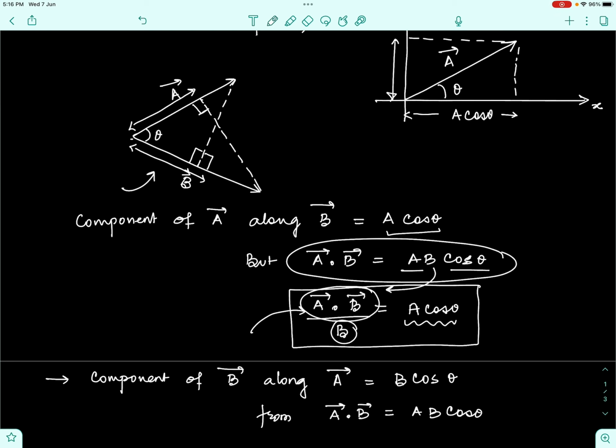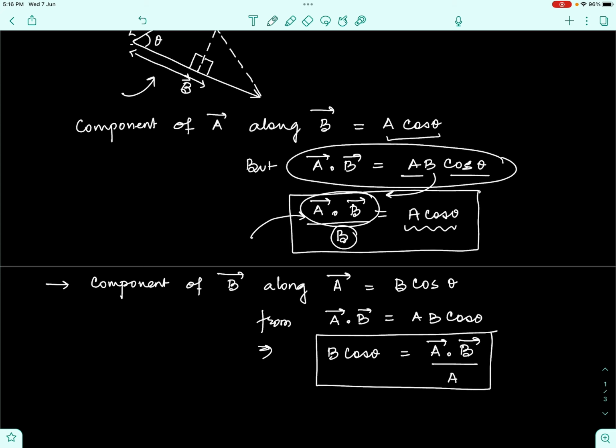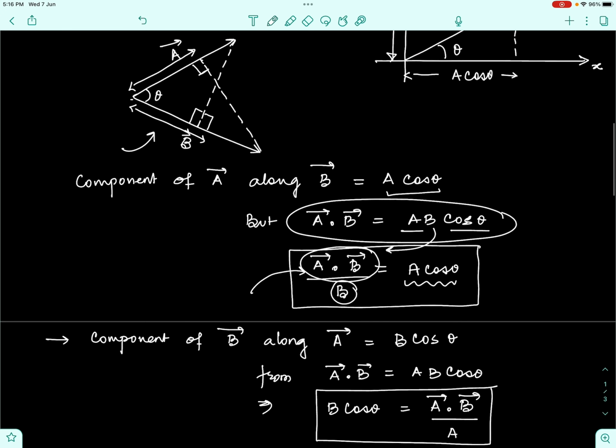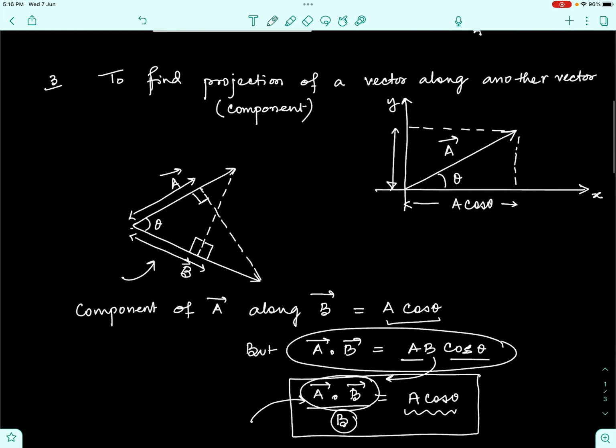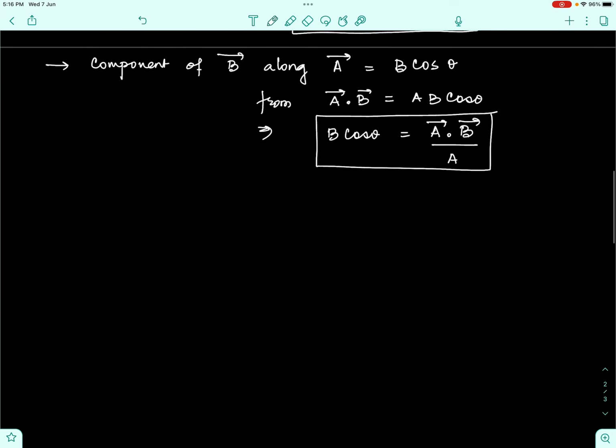Now we can find out the value of B cos theta as A dot B by mod of A, modulus of vector A. So this becomes the relation for component of vector B along vector A. So see that using dot product, we can find out the component, or what we call as projection, of a vector along another vector.